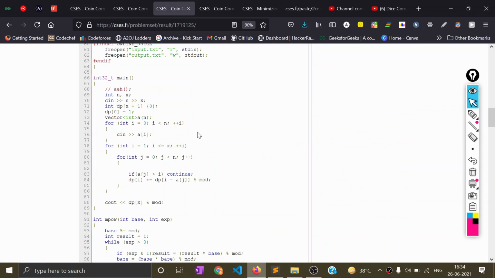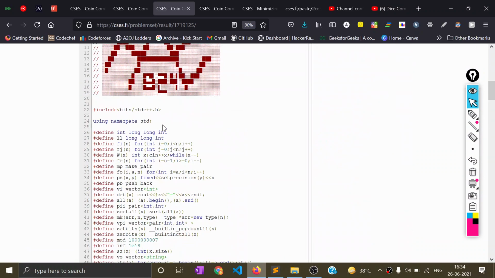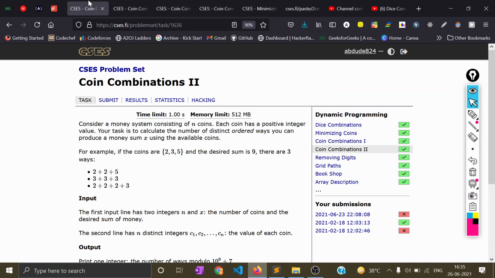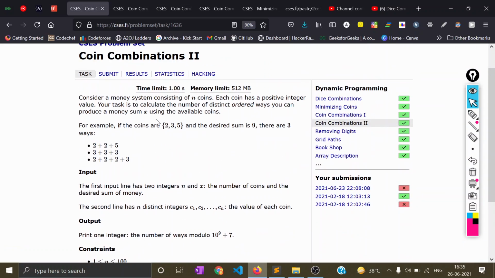In coin combination one, if I interchange these two loops, this i equal to 1, i less than or equal to x, and if I just twist these two loops, it would result in a wrong answer, and we would see why that is so. But that was just the theory. So let's see how we are going to solve coin combination two.